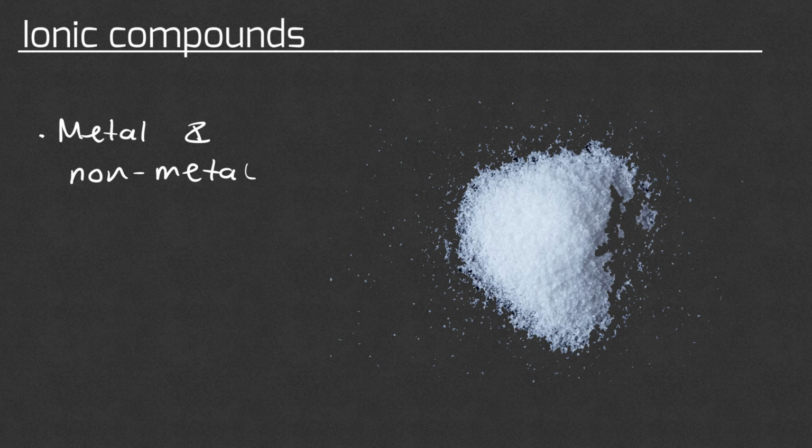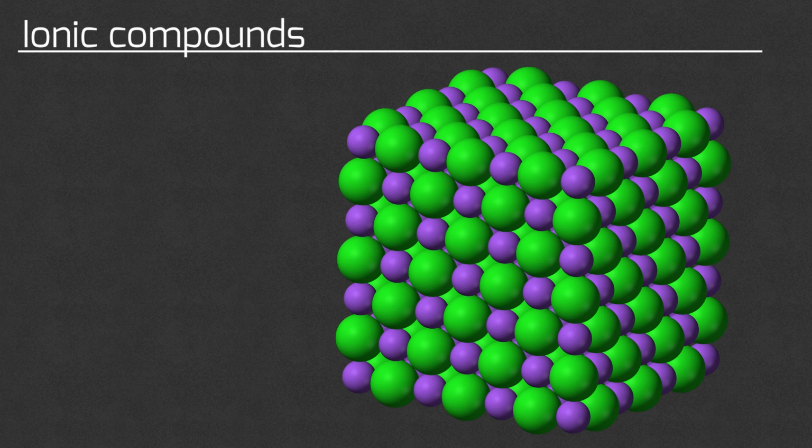Ionic compounds are formed when a metal and non-metal react together. For example, sodium chloride is an ionic compound, and this is commonly known as table salt, so what you put on your chips. If we zoomed in on a molecule of table salt, we would see something like this. We'd have lots of different ions held in a big lattice arrangement.